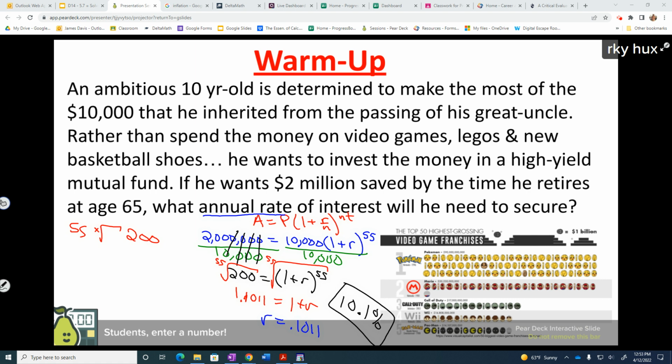So if you got an extra 10,000 laying around, it's a good idea to invest it.